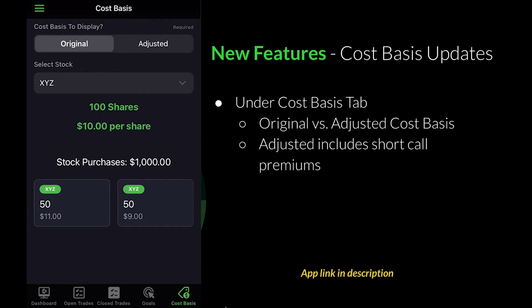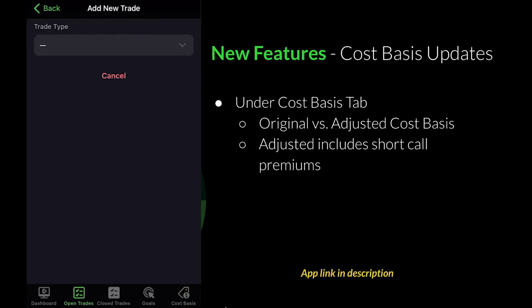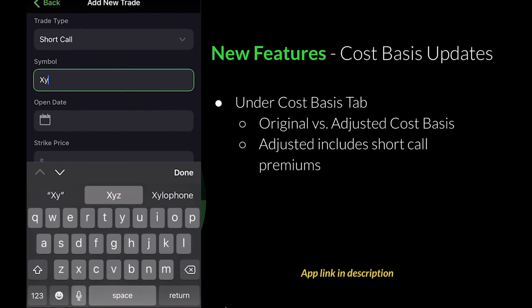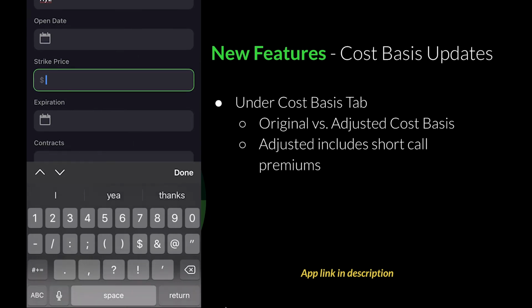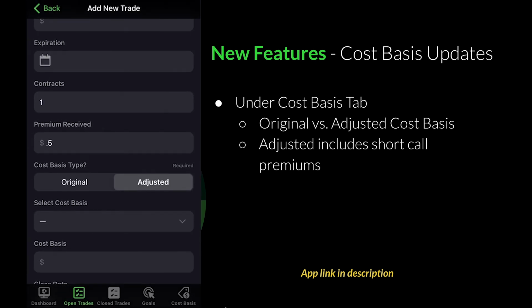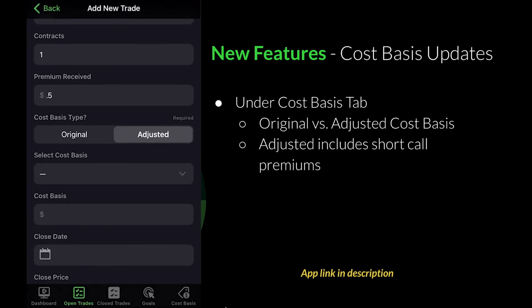So we'll go back to open trades, tap new trade, go to short call. And again, we want XYZ. Doesn't matter what these things are. Let's just say we sell one contract and we sold it for 50 cents. All right. So let's add that trade.